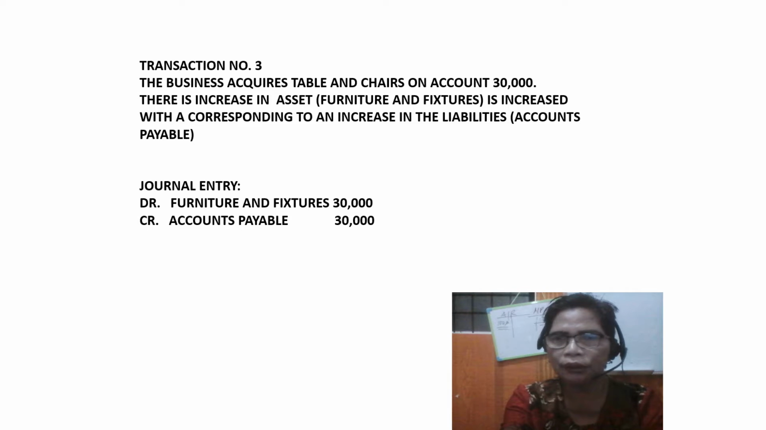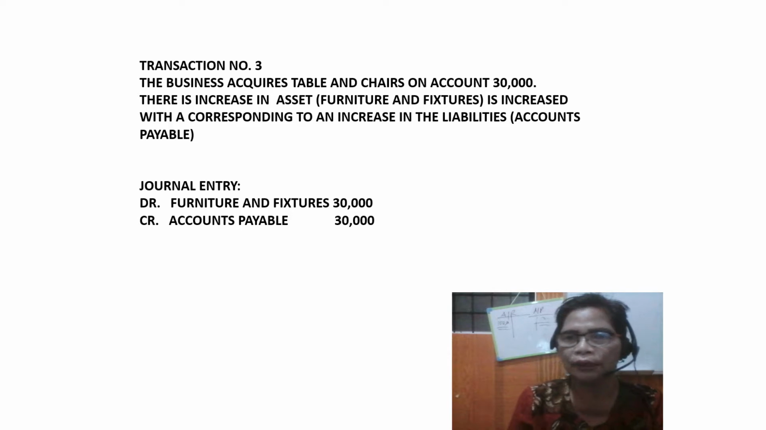Okay, for transaction number three, the business acquires tables and chairs on account. So there is an increase in the asset because assets are being increased. You're going to debit it, of course, because it corresponds to the default setting. And at the same time, at the right side, the accounts payable or liabilities are increased because it corresponds also to the default setting of the liabilities, which is credit. So our entry will be debit furniture and fixtures, credit accounts payable, 30,000.